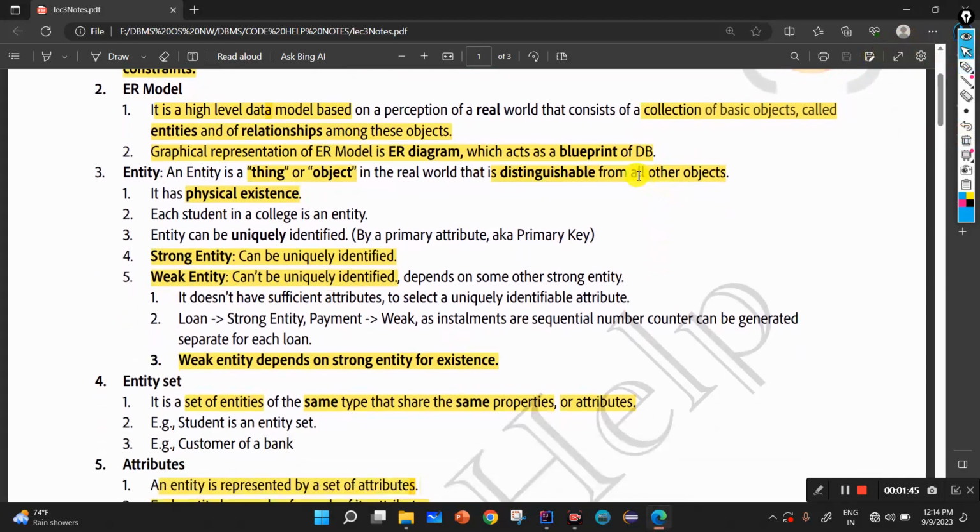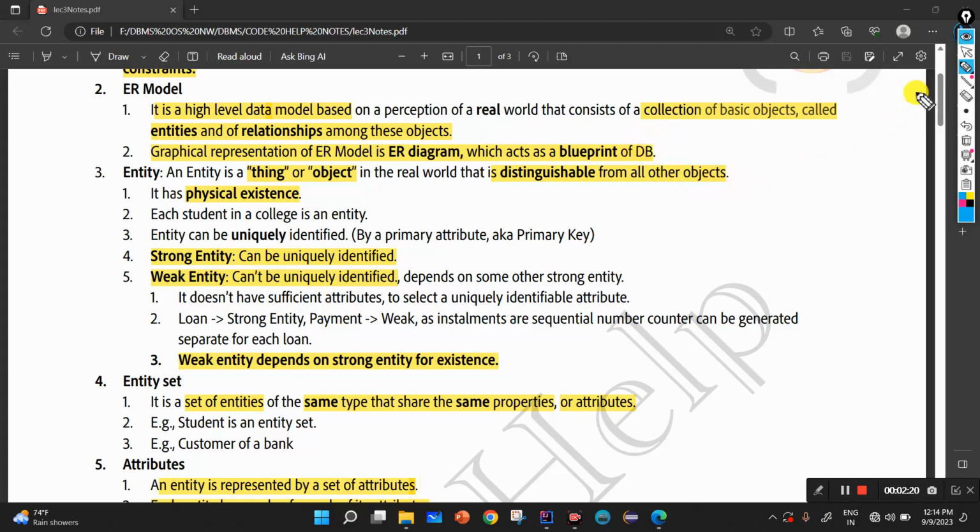Now the question is, what is entity? What is relationship? Okay, so an entity is a thing or object in the real world that is distinguishable from all the other objects. Entity is also an object, but it is unique, distinguishable from all the other objects. It has physical existence. Each student in a college is an entity. Suppose there is a college, and in every college there are students, so each student is a separate entity.